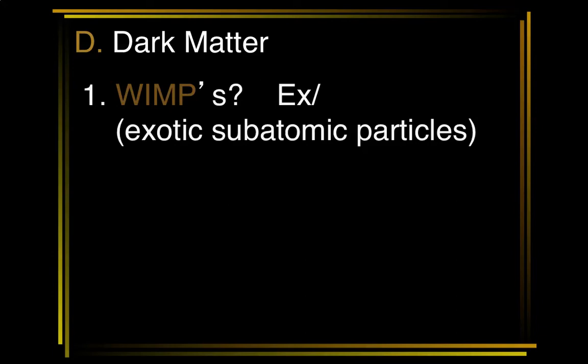So a neutrino is your example here of a WIMP. But there may be other of these subatomic particles we haven't yet discovered. For example, there's one called a neutralino that they're trying to discover to see if it actually exists or not, to help explain dark matter.